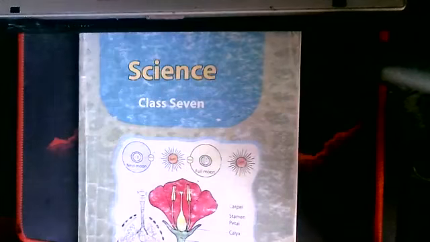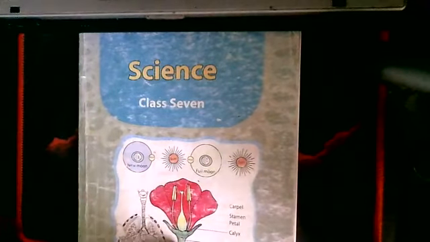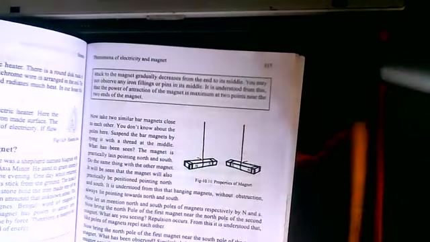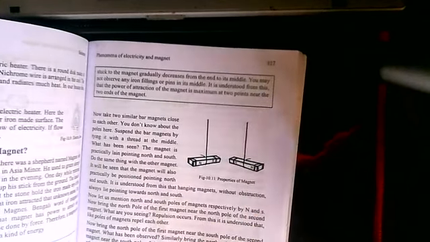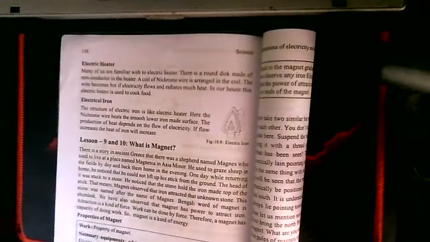I am going to continue the same chapter, chapter 10, from lesson 9 and 10. The phenomena of electricity and magnet chapters. I am going to discuss chapter 9 and 10. So get ready with your book. Open at page number 116. It's called lesson 9 and 10. What is magnet?